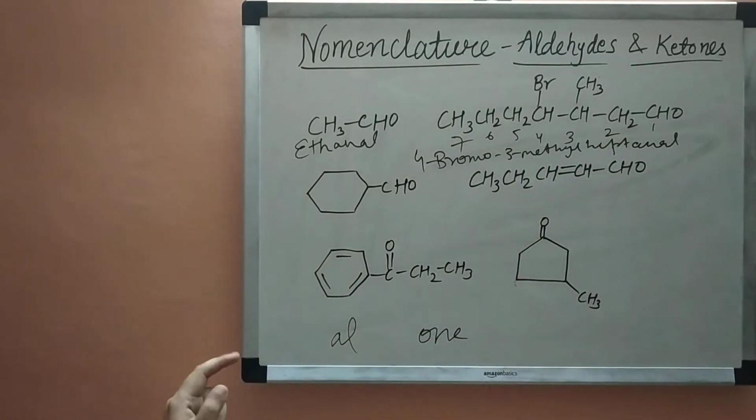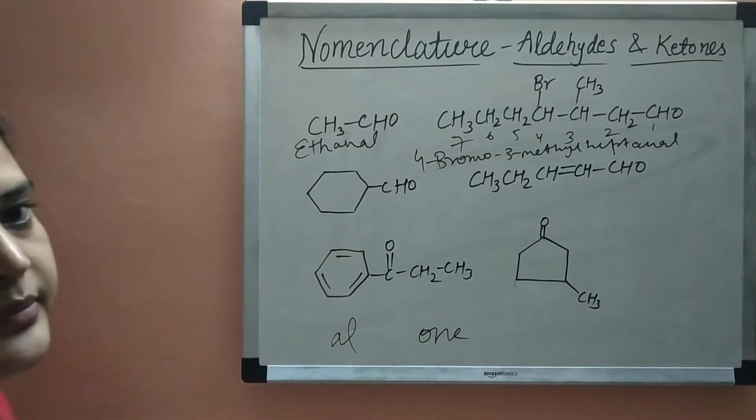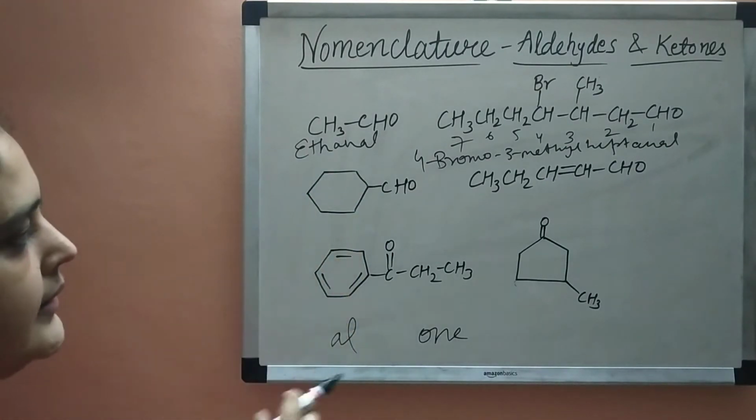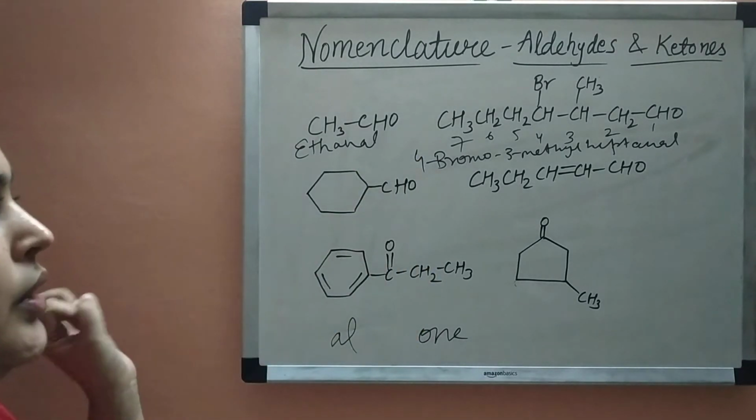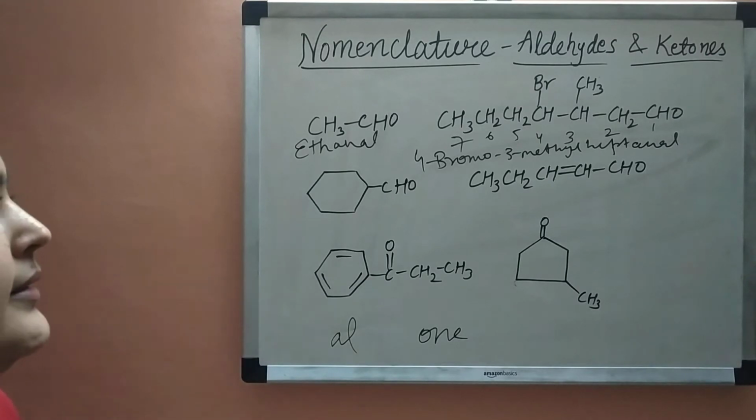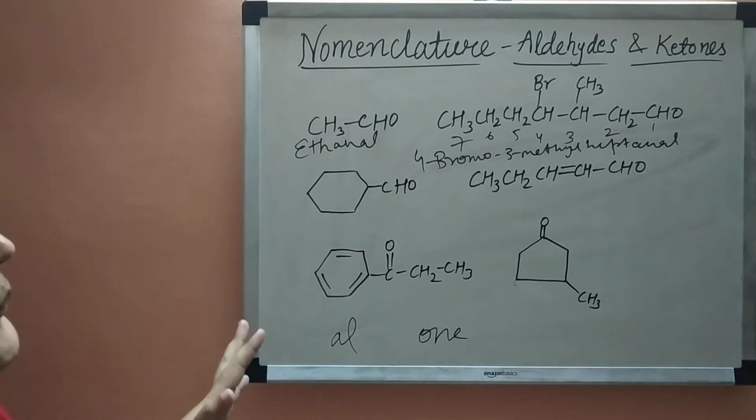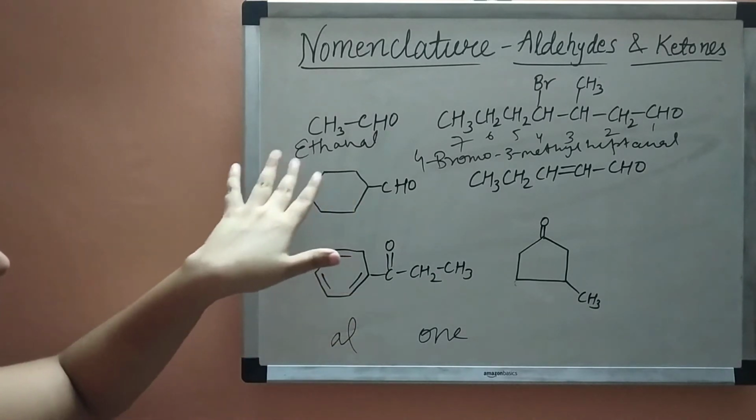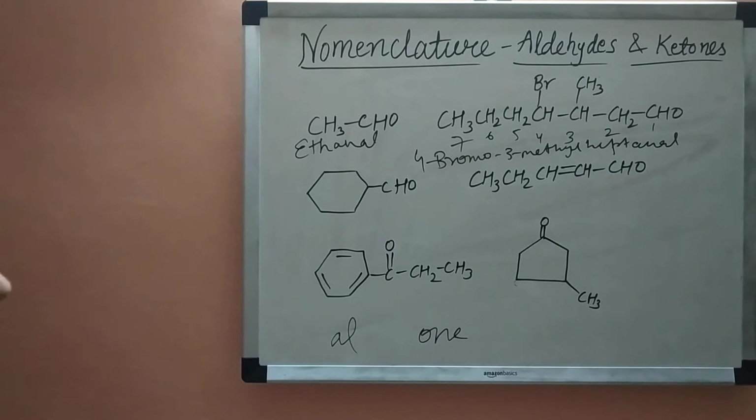Then next, it is cyclohexane, because there are 6 carbon atoms in the ring. So it is cyclohexane, and there is a carbaldehyde, there is an aldehyde group. So it can be named in 2 ways: cyclohexanal or cyclohexane carbaldehyde. So there are 2 ways to name it in IUPAC.